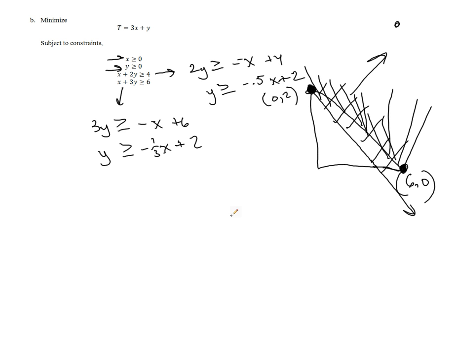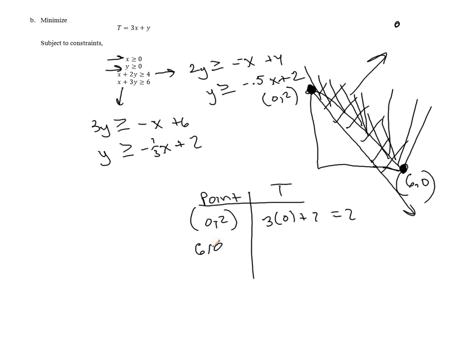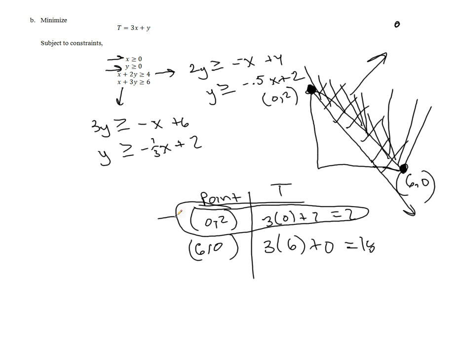And now I'm going to test the point and figure out what t is. So if the point is 0, 2, then I get an output of 3 times 0 plus 2, which is equal to 2. If I do 6, 0, well, I'm afraid that's actually going to be a lot bigger. 3 times 6 is 18, plus 0 is 18. So that means the point 0, 2, which is the corner point of my feasible region, produces the minimum objective function value. And that completes what we need to do.